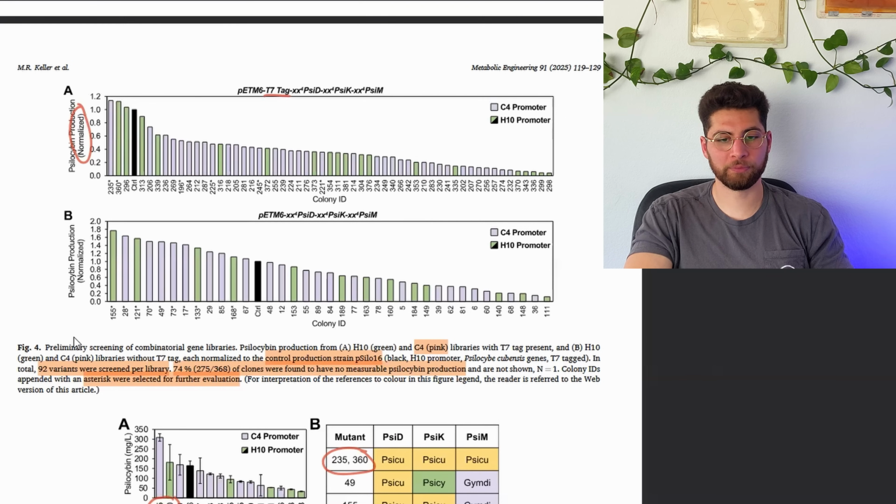Oh, never mind. That's not what this is saying. What this is saying is 74% of the clones were found to have no measurable psilocybin production.